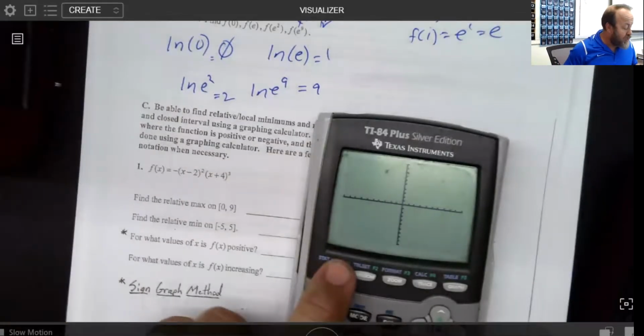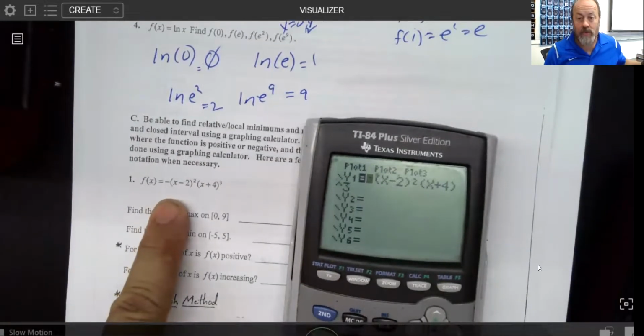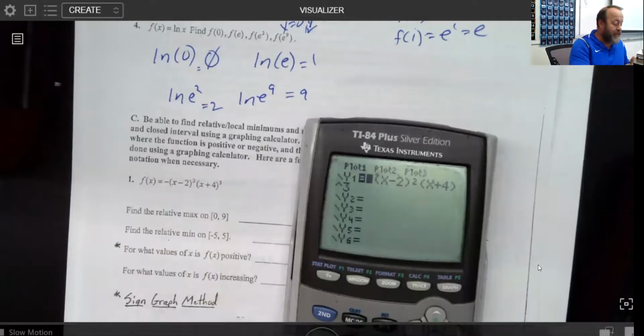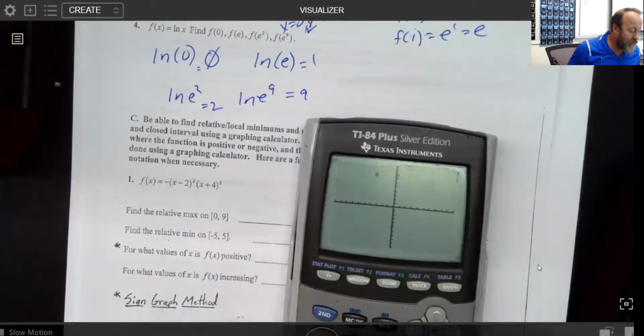Okay, time for our next little journey into parts C, D, and E, although D and E aren't actually labeled as D and E, but I got it. So here we go. They have this little function here, negative (x minus 2) squared, plus 4. Now, when we hit graph on this thing, it's a little bit of a weird graph.